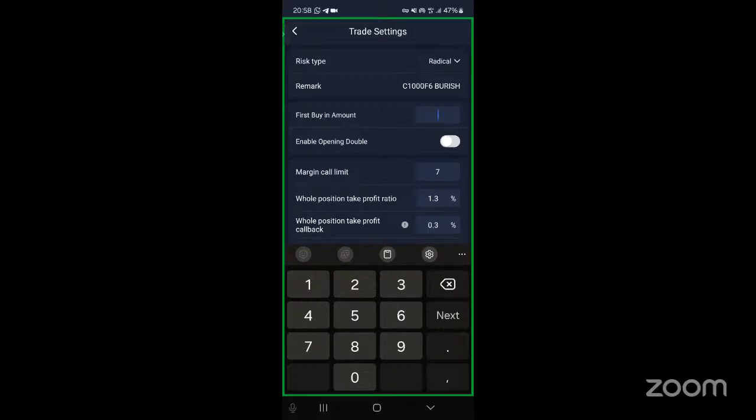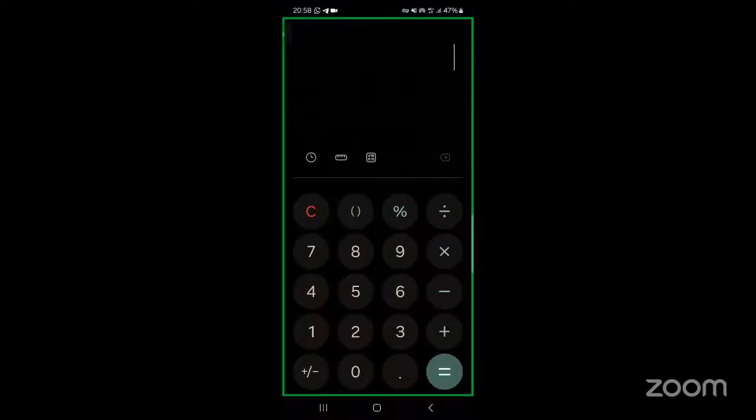Is it easy to get now? And then you put here 6. Then you go on your margin calls, go on your calculator and do. If the first position is $6, what will be the amount entered in the second position? $12. Next position, 24. Next position, 48. Next position, 96.